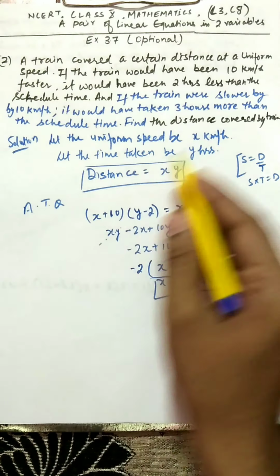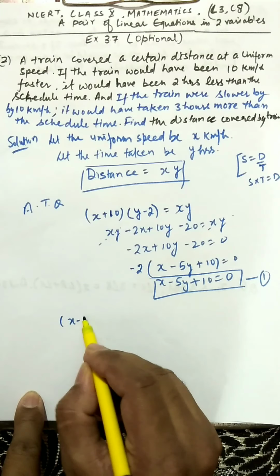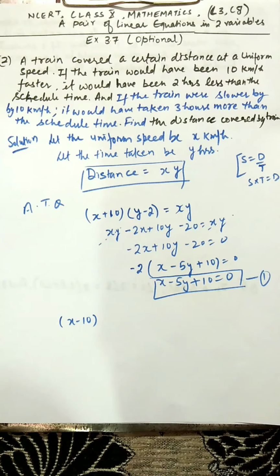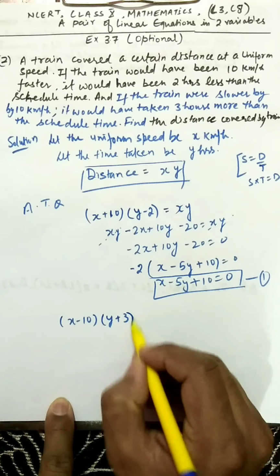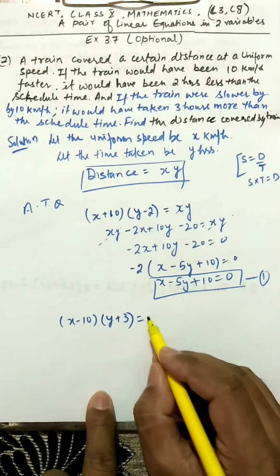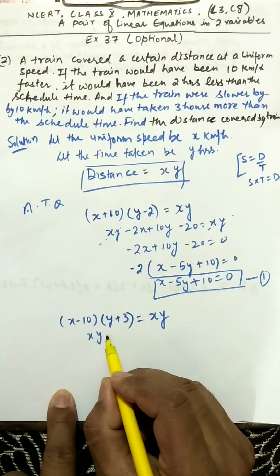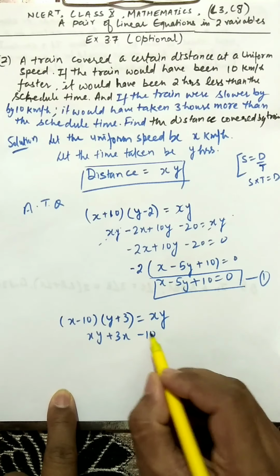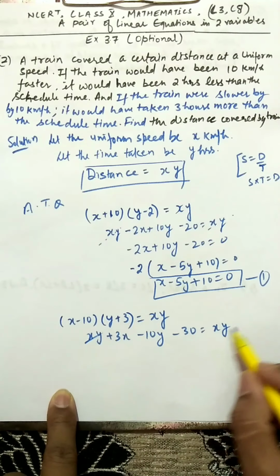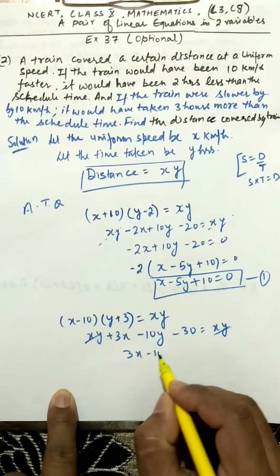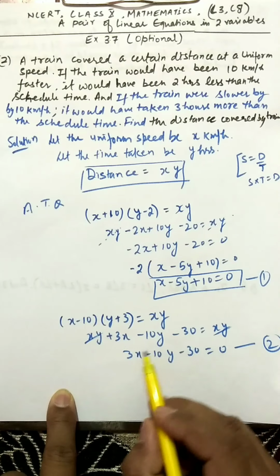Now according to the second condition, if the train were slower by 10 kilometer per hour, the new speed will be x minus 10. But obviously when you reduce the speed, your time will be more. So now your time is 3 hours more, so y plus 3, and distance covered will remain the same. So this is xy. Again you simplify this xy, and this is plus 3x minus 10y minus 30 equal to xy. If you simplify, xy will get cancelled, and 3x minus 10y minus 30 will be equal to 0. Mark this equation number 2.